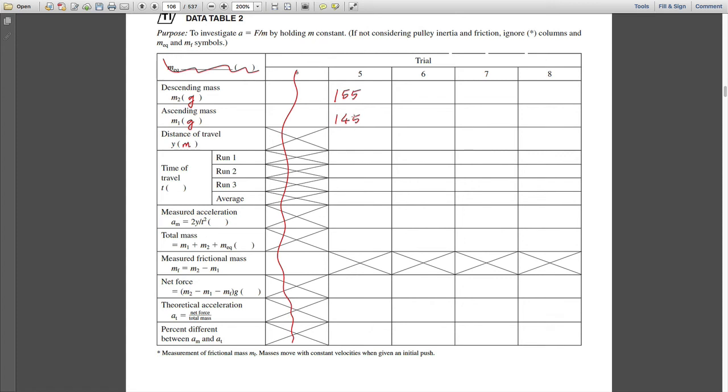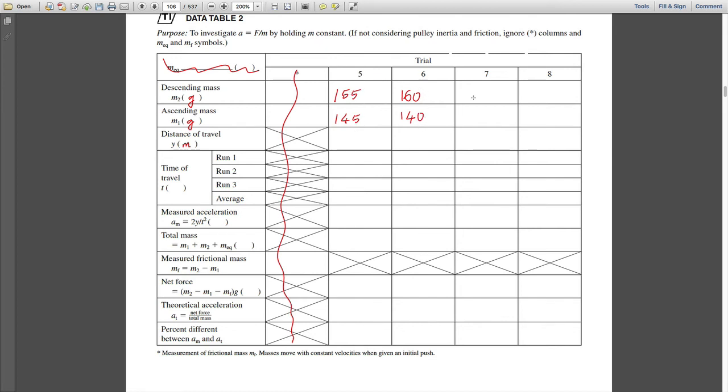If you add those two, the total is 300, right? So what we're going to do is add 5 grams on this one. If we add 5 grams on the descending one, this will be 160. And then we're going to take away 5 grams from here. This will be 140. Look, the total here is 300. The total here is 300.